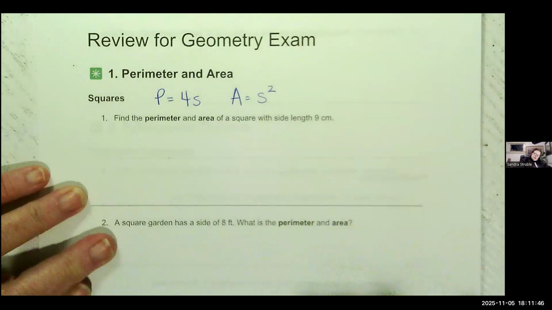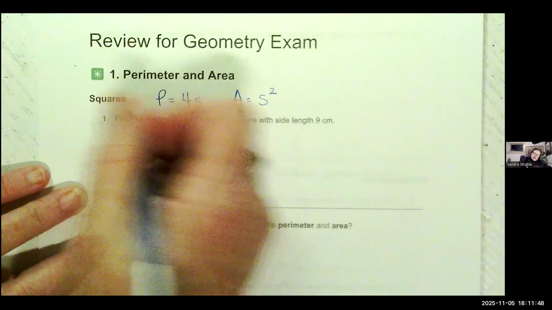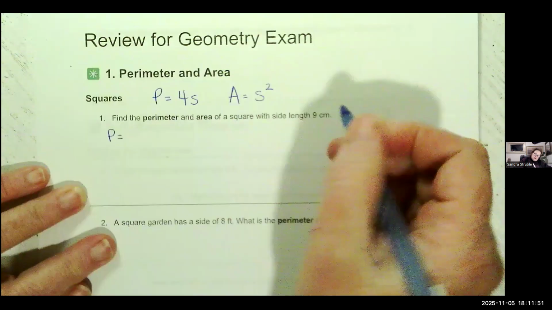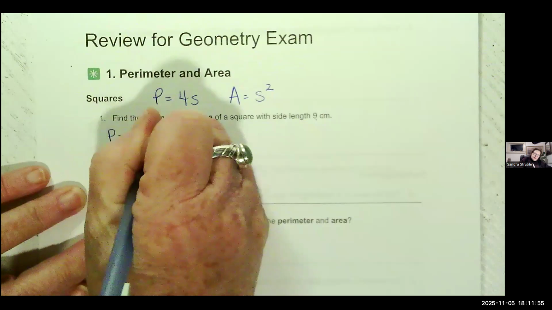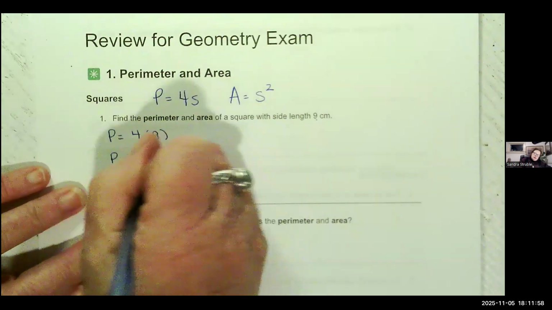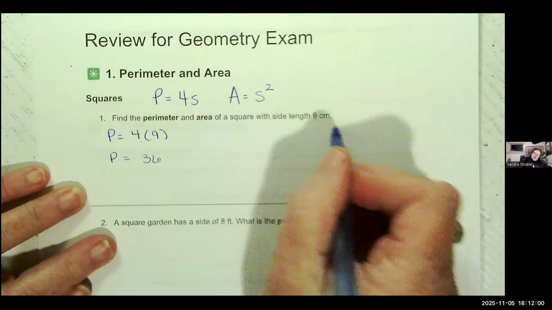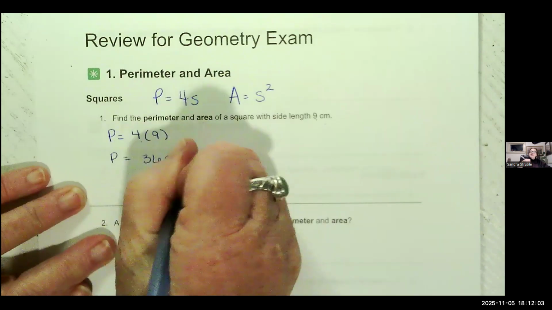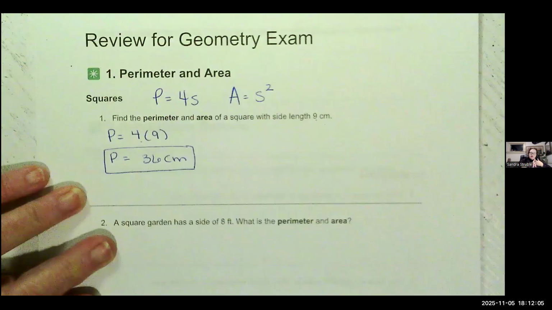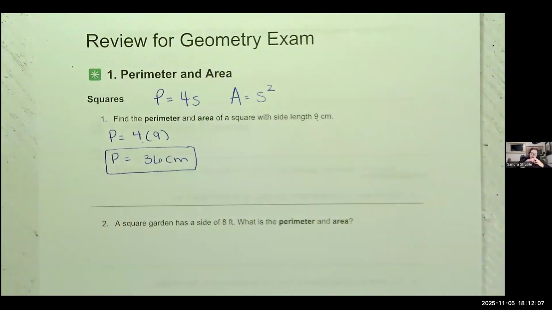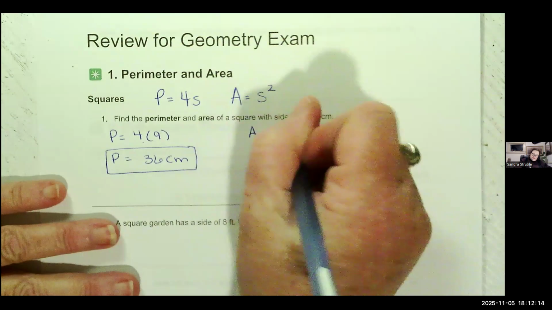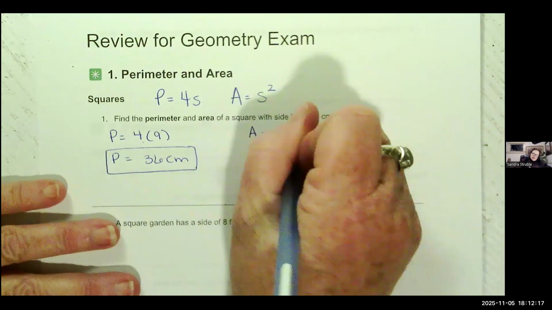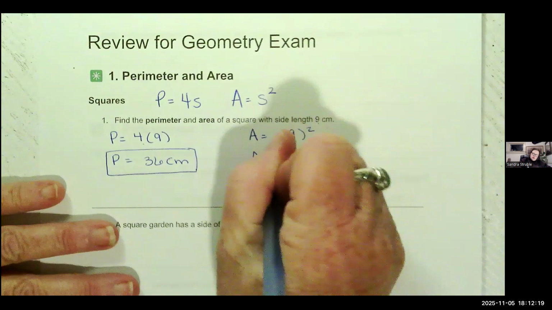So the perimeter for our first one: the side length is 9. So 4 times 9. The perimeter is 36, and the unit is centimeters. The only units that have different answers are area and volume. Area is squares, volume is cubes. So for area, it's side squared, and our side is 9. So area is 81 centimeters squared.